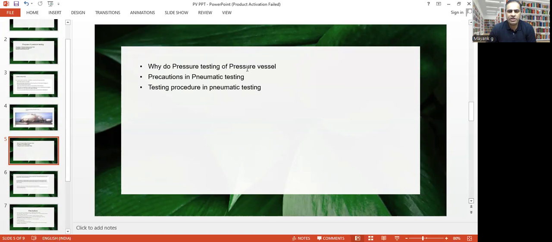Why do pressure testing? Under this, we discussed the advantages of pressure testing and the purpose of pressure testing. Today we shall be covering the precautions that we have to take while doing any pressure testing, or especially pneumatic testing, and the testing procedure for a pneumatic testing.